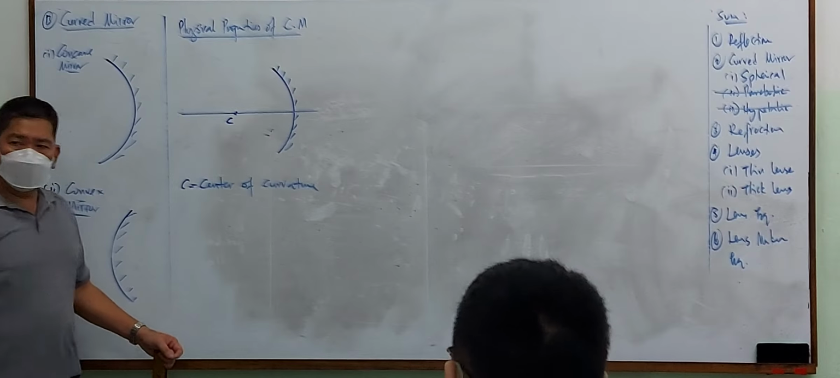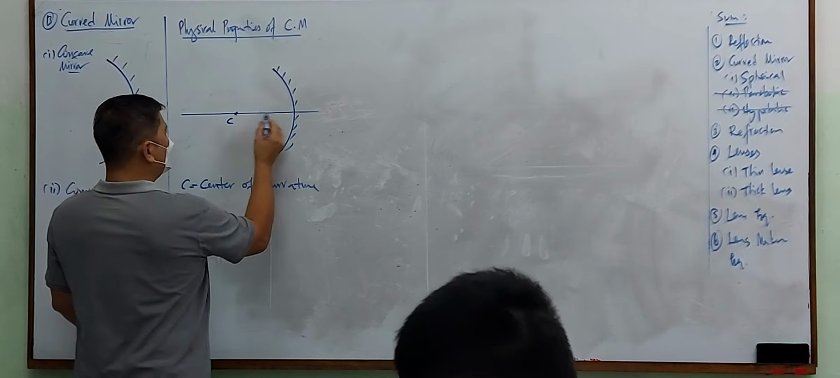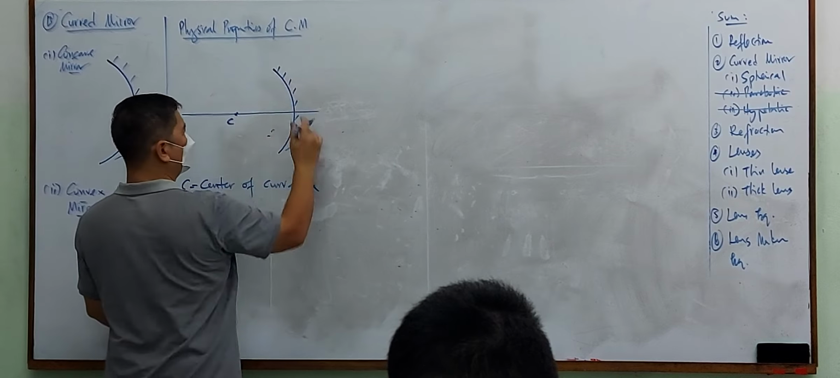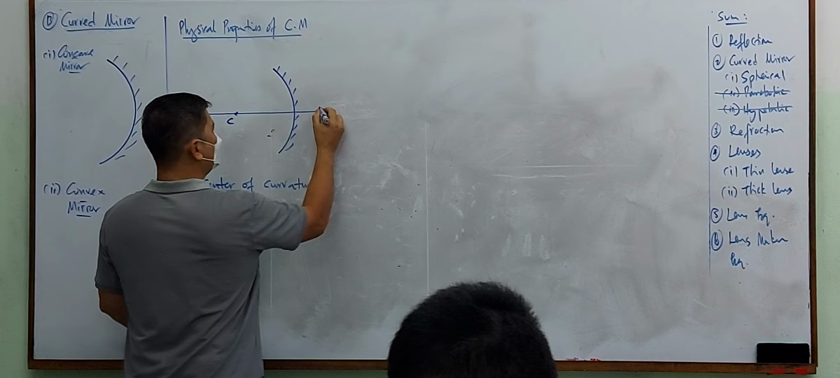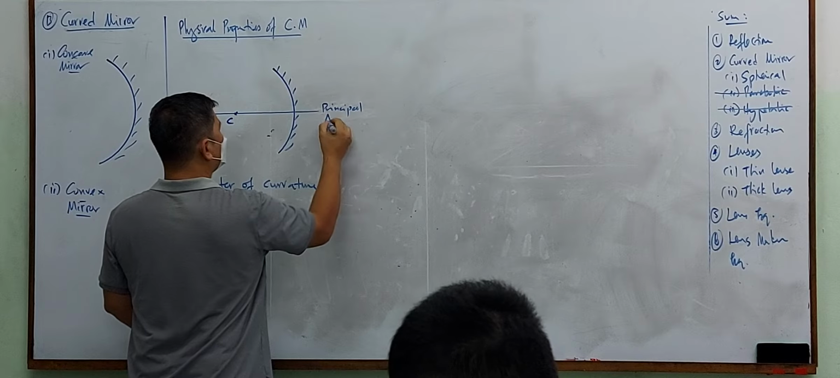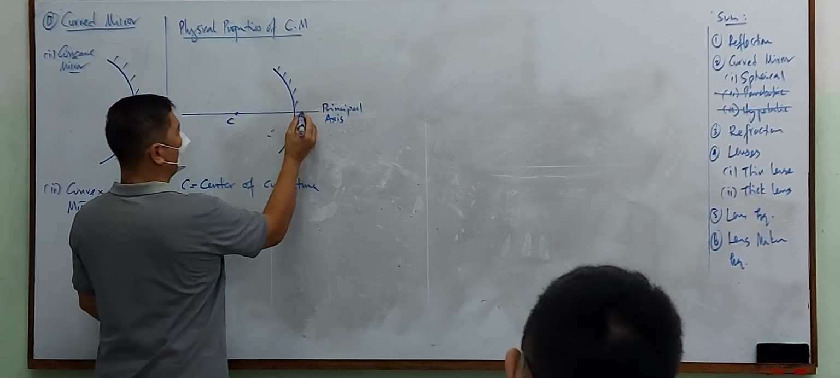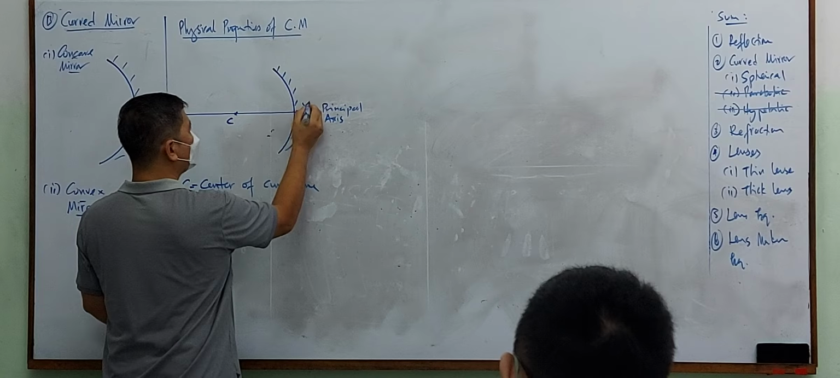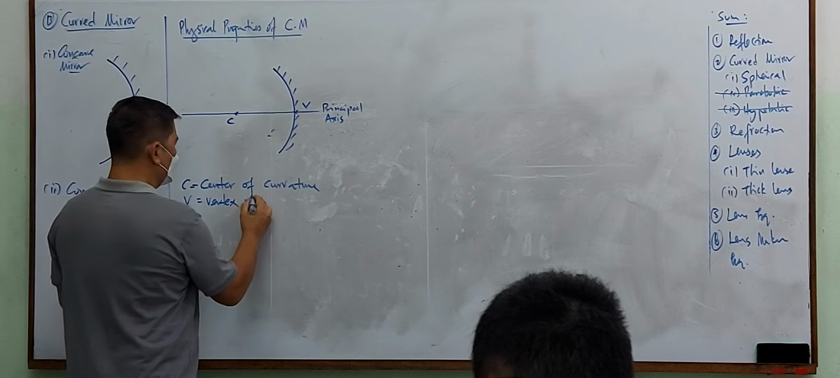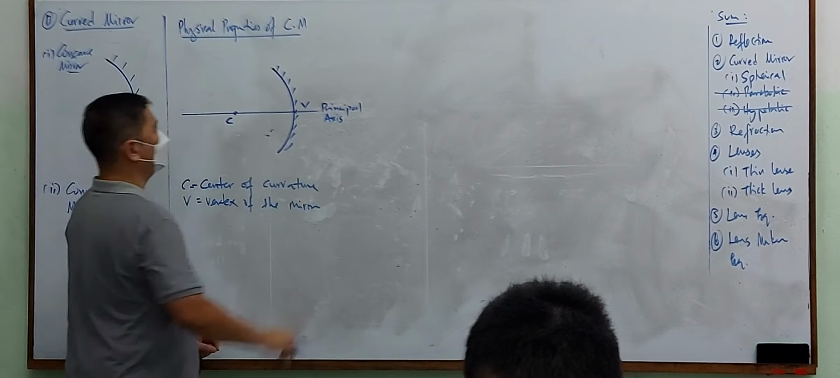The further the C, the different is the curvature. Okay? Now, this line that cuts through the center of the mirror passing through C, this line is called principal axis. Okay? Principal axis, and the mirror that cuts through the principal axis, we call this point the vertex point B. Okay? Vertex of the mirror.